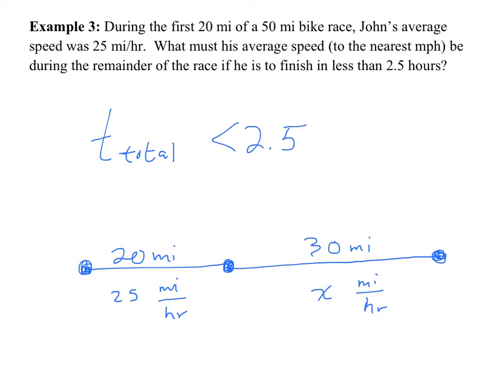This is how I visualize problems when I read them. I say to myself, during the first 20 miles of 50 miles, so right away, make a 20 mile and a 30 mile segment. It says his average speed in the first 20 miles was 25 miles an hour. I write that speed right down below it. And then it says, what must the average speed be during the remainder of the race? So that's x miles per hour. You're trying to figure out x in this problem.